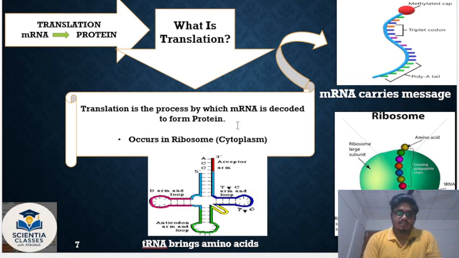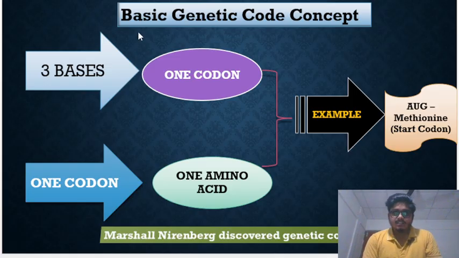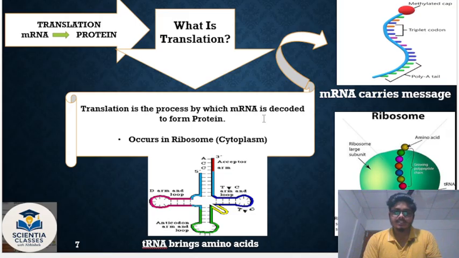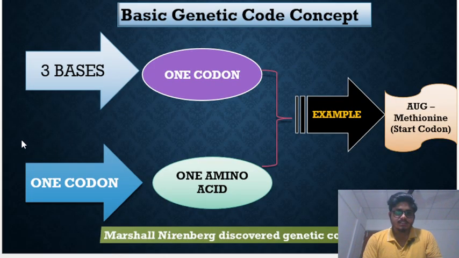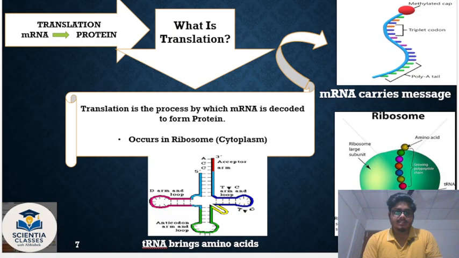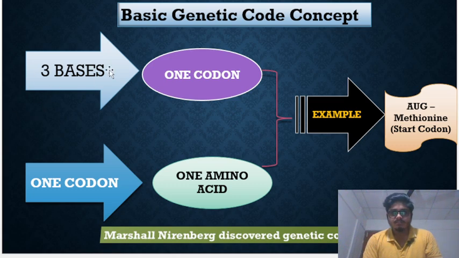And after that, in this slide, this is the basic genetic code concept. As I said previously, these three nucleotides will make a triplet codon. These are the three bases. Three bases will make one codon. That means three separate nucleotides will make one codon, and one codon will code for one amino acid.